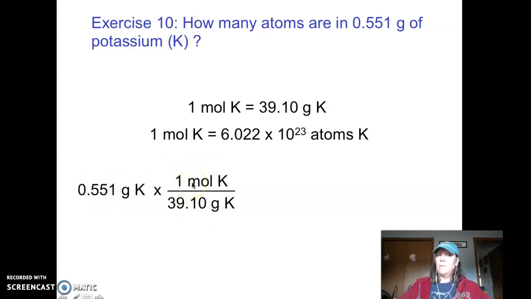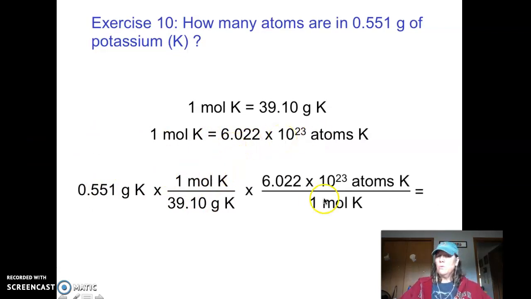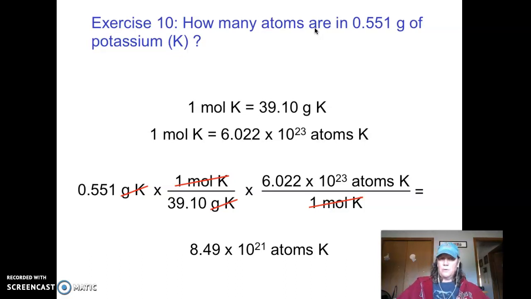Now I have moles, and I know how many atoms are in 1 mole. So 1 mole, and this is Avogadro's number. To solve this, I'm going to take 0.551, multiply by 6.02, and divide by 39.1. Then I take that number times 10 to the 23rd, because that doesn't disappear. You can see my grams cancel out, my moles cancel out, and what I have left over is atoms. The question says how many atoms? Perfect. When I figure it out, I get 0.0849.